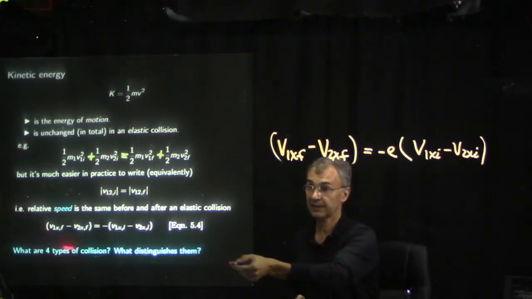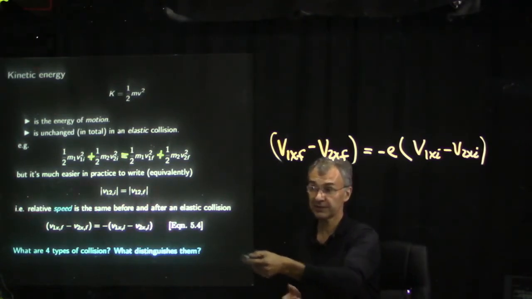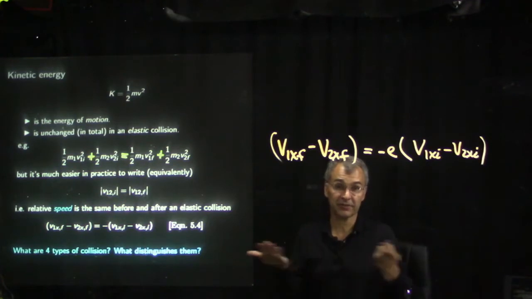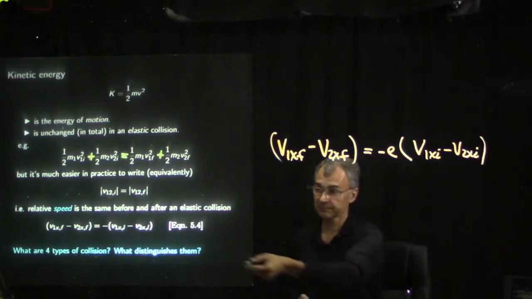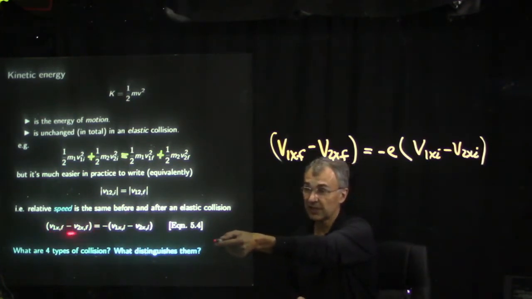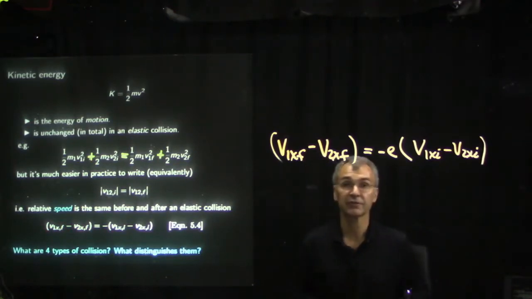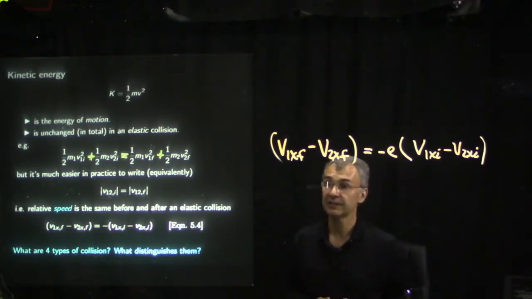Okay? And particularly if the objects actually collide with each other, they don't just go past each other, then the relative velocity in the final state is just the opposite of the relative velocity in the initial state. That's equation 5.4 from Mazur. It will be your friend.